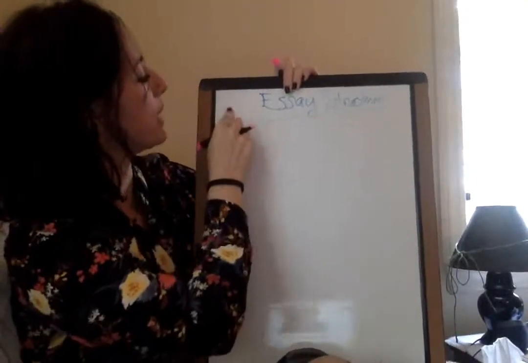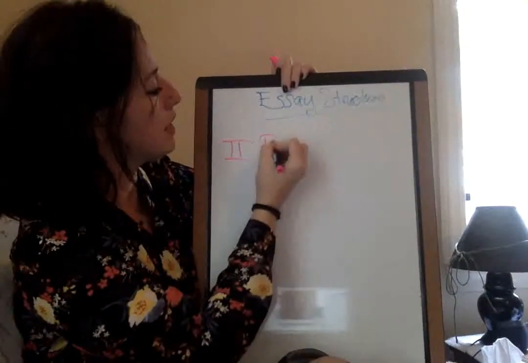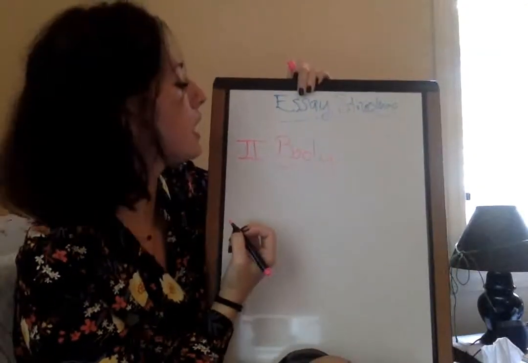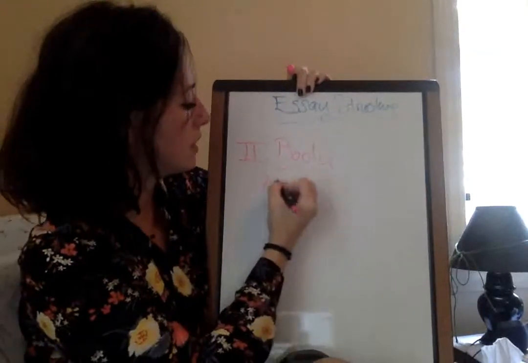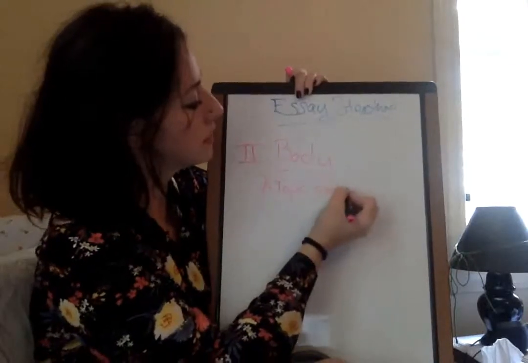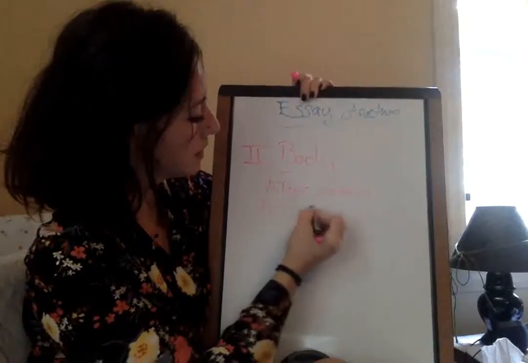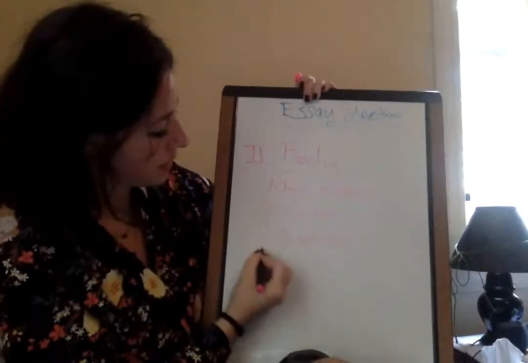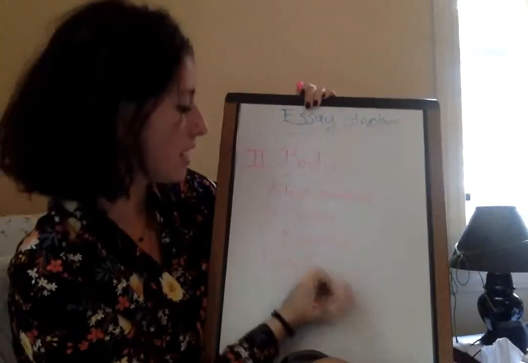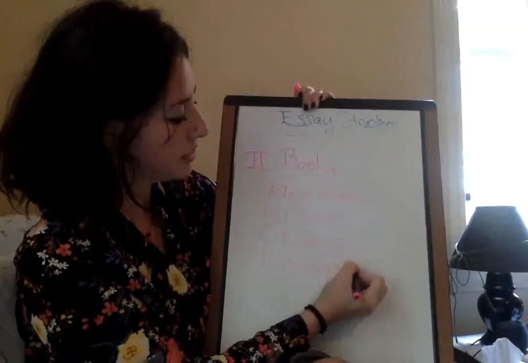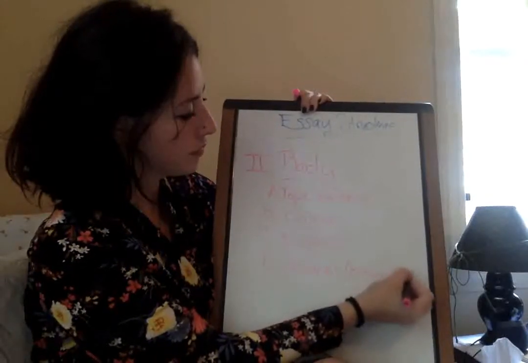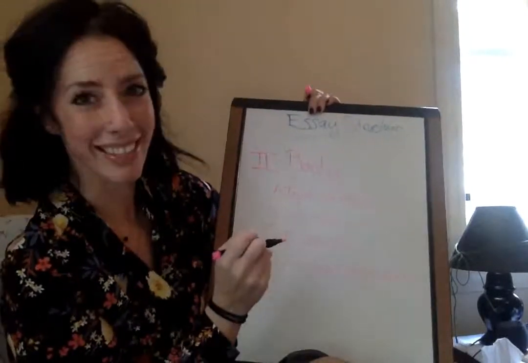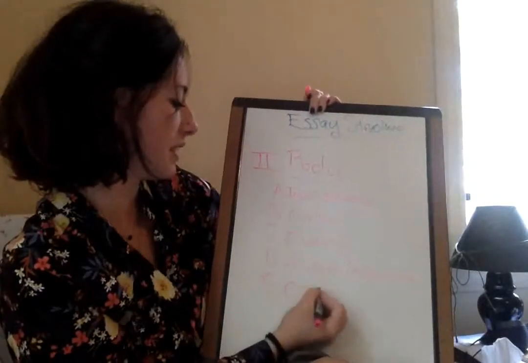All right, so body. We will call that Roman numeral 2, the body. The body of your essay has 5 parts. We will call them topic sentence, context, evidence, analysis, and interpretation, and, right, A, B, C, D, E. Yeah, that's the alphabet. All right, and finally, closing sentence.